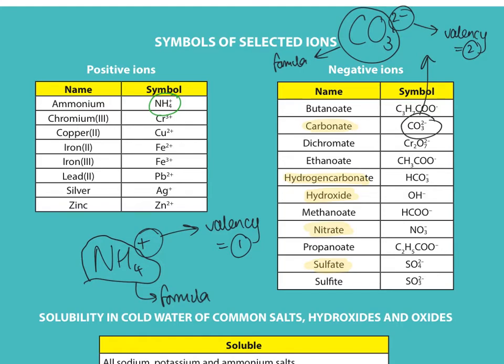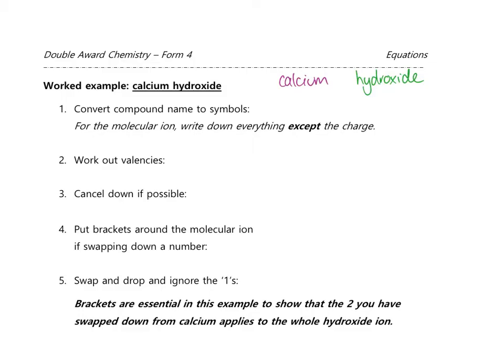So let's have a look at some examples of writing the formula of compounds containing these ions. So let's have a look at page 7, and there's 2 worked examples here that we're going to have a look at. So we're following a very, very similar method to what we used before, but there's an extra step of using brackets if we need to, but we'll come on to that in a second. So step number 1, just as it was before, convert the compound name to symbols. Again, I've written my name out again in 2 different colours, and I'm going to work directly underneath that.